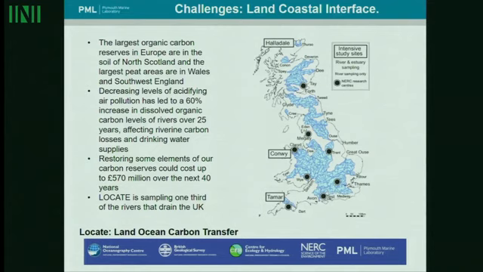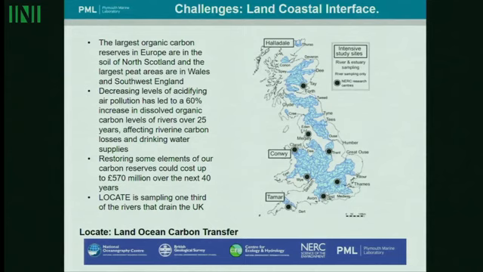I put this up as the LOCATE project because I think it links with the land. As part of the NERC National Capability programme, there is a programme called LOCATE, Land Ocean Carbon Transfer, which is led by the National Oceanography Centre, involving us and CEH and BGS. And one of the things LOCATE is doing is really looking at the issue of quantifying how carbon comes from the land down the rivers and into the ocean. And underpinning this, there's a very comprehensive fieldwork programme, and they're actually sampling a third of the rivers in the UK.